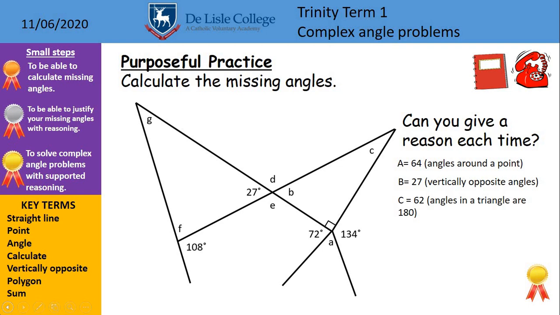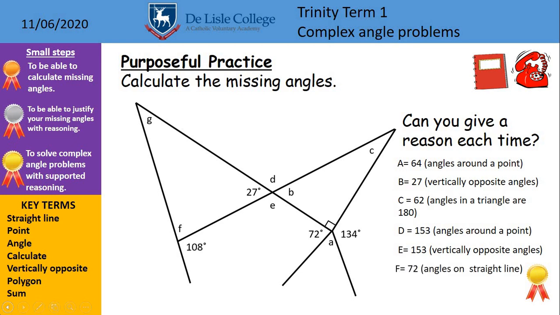Now for D and E, we can solve these together. They are vertically opposite, so they must be the same angle. We know that B is 27, 27 plus 27 is 54. All of them together will make 360, so 360 minus 54 is 306. Divide that by 2, and you've got D and E, which is 153 degrees. Then we're left with F and G. F is nicely on a straight line with 108. They must add up to be 180 degrees, so F is 72 degrees.